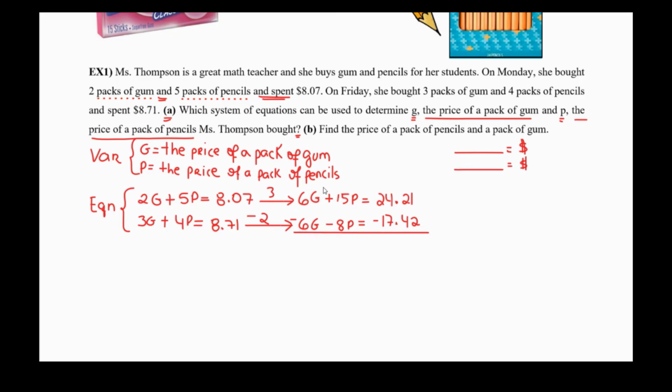I'm going to go ahead and eliminate, and 15 minus 8 is 7p, and 24.21 minus 17.42 is 6.79. Divide both sides by 7, and we have p. 6.79 divided by 7 is 97 cents.